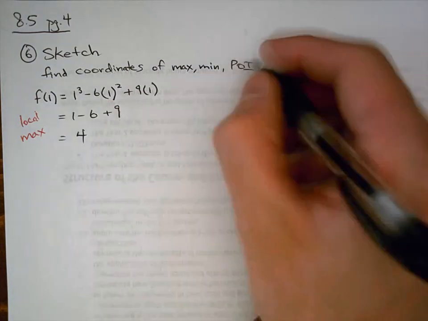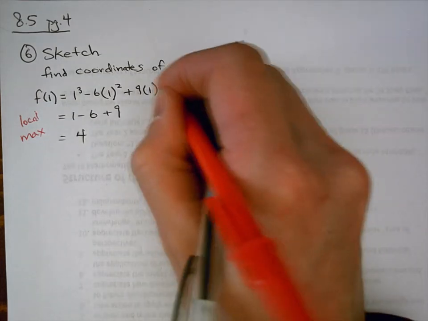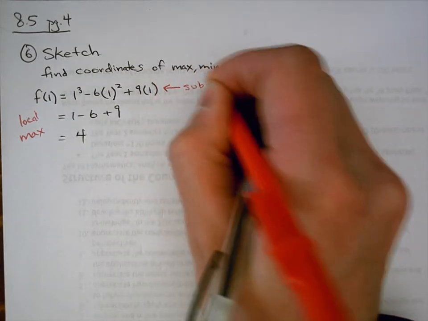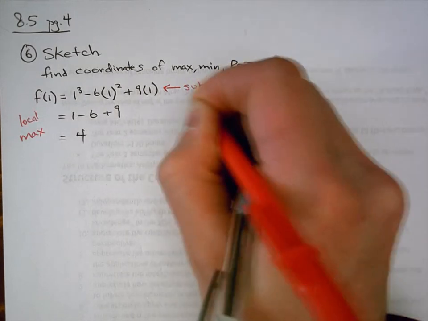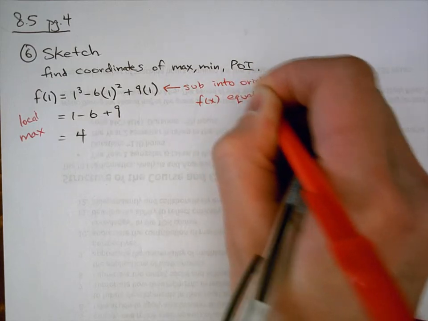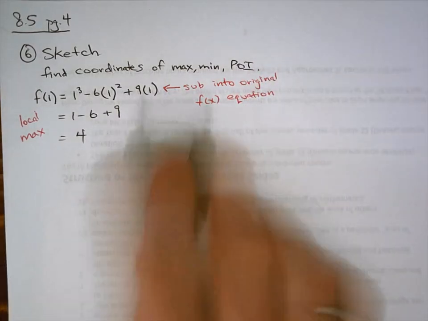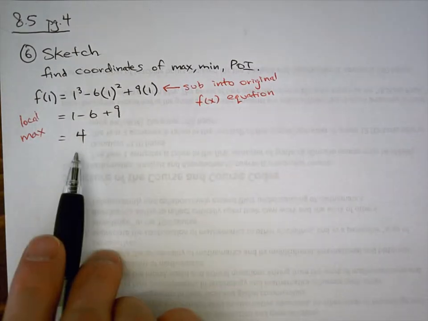Should I make a note here that we're subbing into the original equation? Let me just say sub into original f of x equation. Because remember, that's what we're trying to graph. So that's why I want the y value from this function. So there it is, 4.